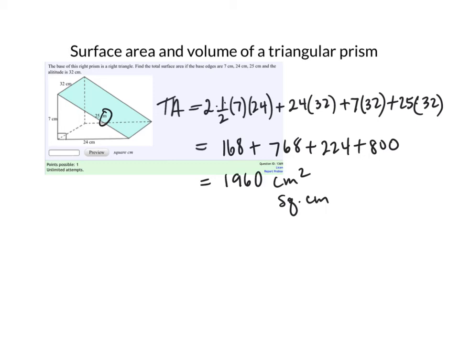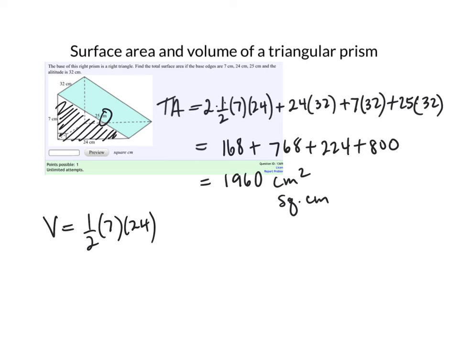The volume is, again, the area of the base, which, remember, the base is the triangle because it occurs throughout the object. It occurs twice, in the front there and the back. So the area of the base, which is a triangle, area of a triangle is 1/2 its base times its height, which is 7 times 24, or 24 times 7. The area of the base times the height.